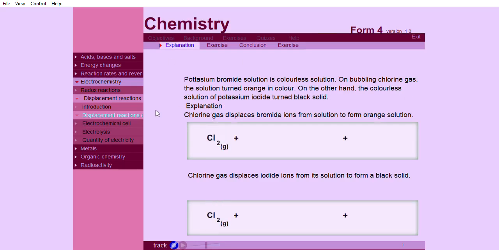Potassium bromide solution is colorless solution. On bubbling chlorine gas, the solution turned orange in color. On the other hand, the colorless solution of potassium iodide turned black solid. Explanation: chlorine gas displaces bromide ions from solution to form orange solution. Chlorine gas displaces iodide ions from its solution to form a black solid.